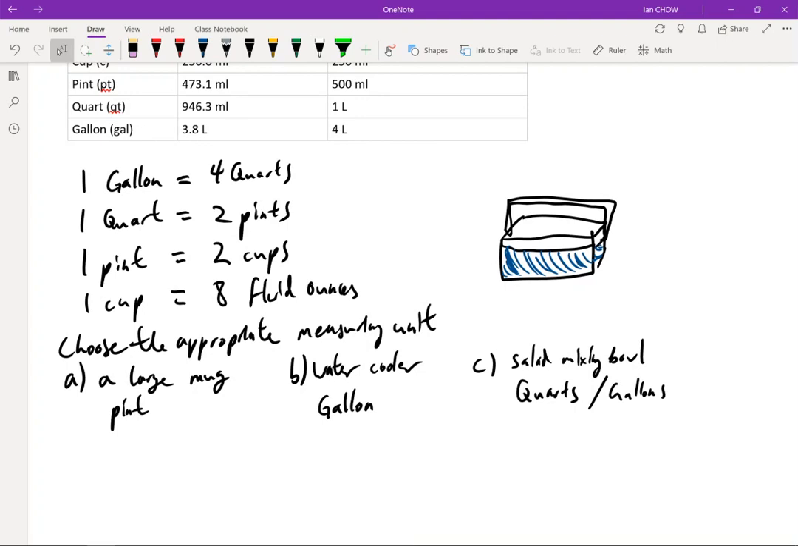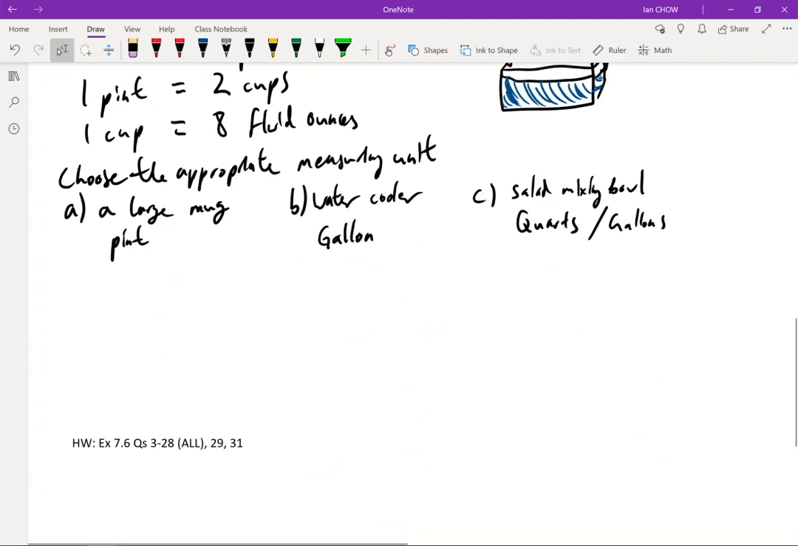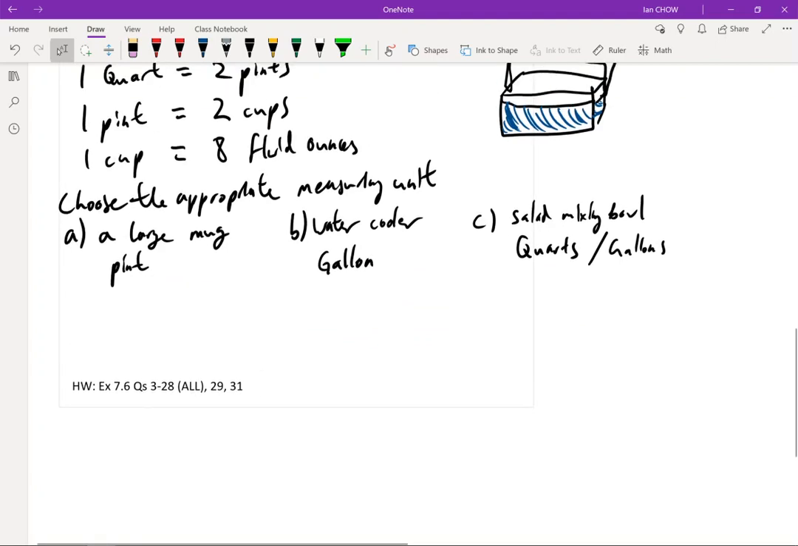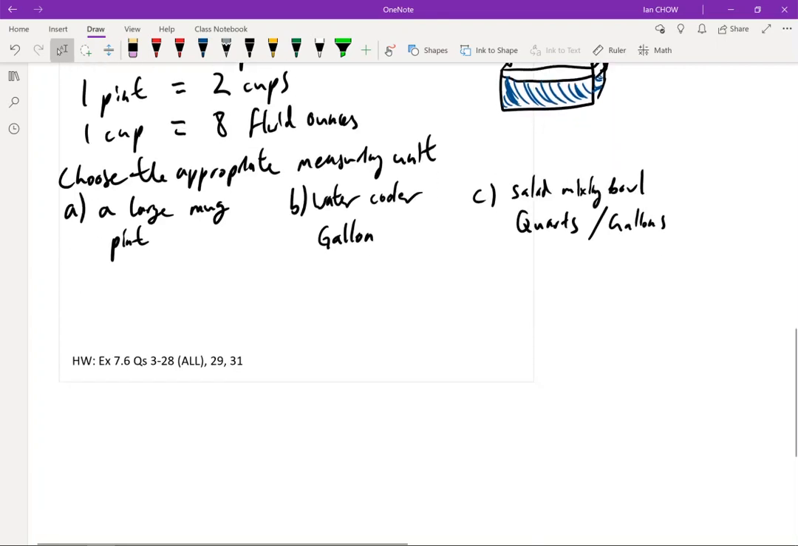And so, your homework for today. Oh, actually, I've already set the homework over here. How forgetful I am. So it's going to be 3 to 28, all of them. If you look through the questions, they're actually quite easy. All you have to do is just choose an appropriate customary unit for most of them.